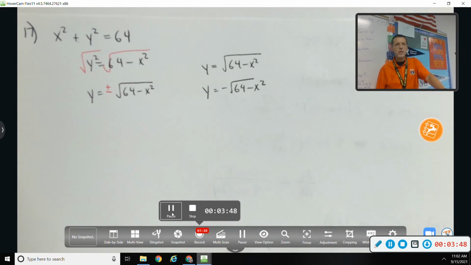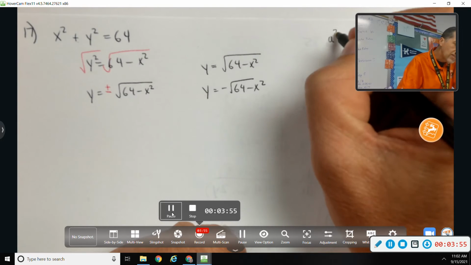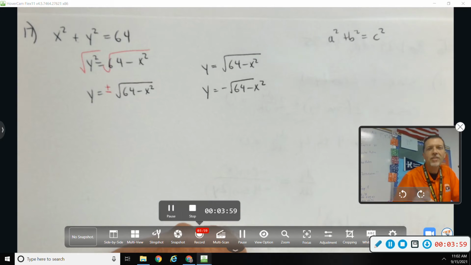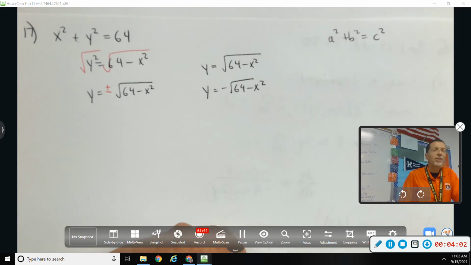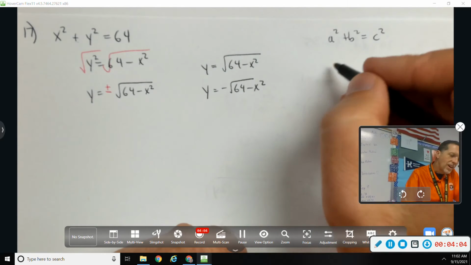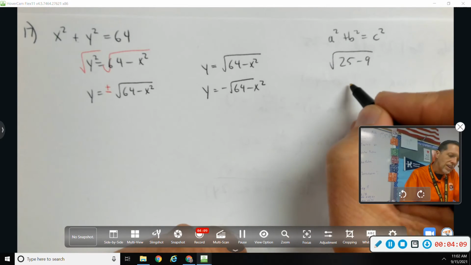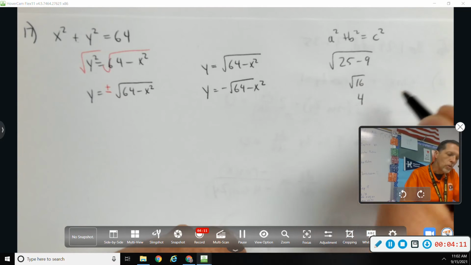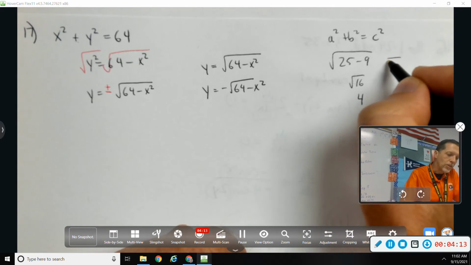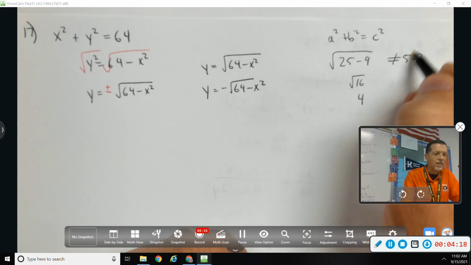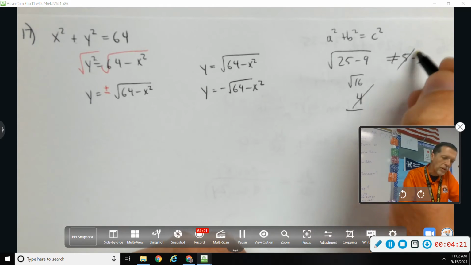Yes, sir. Why can't you go through with the square root? Like, why can't you do 8 minus x? Because if that were the case, then we would never have Pythagorean theorem, right? We'd just have a plus b equals c. That's one way to answer your question. Okay. Square root of 25 minus 9 is the square root of 16, which is 4. It is not equal to square root of 25 minus square root of 9, or 5 minus 3. 4 would be right. 5 minus 3 would be wrong.